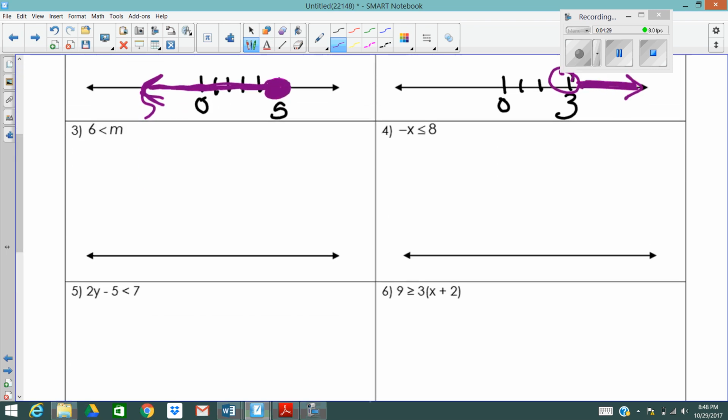6 is less than m. So remember, our variable has to be on the left side. So what I'm going to do is take this entire inequality and flip the entire thing around. So if 6 is less than m, that means that m is greater than 6.